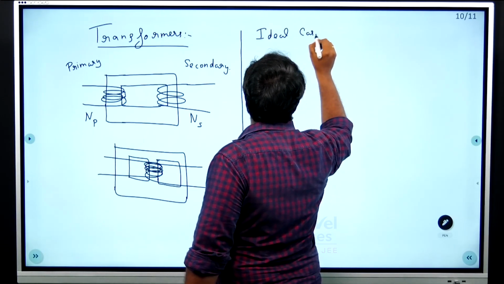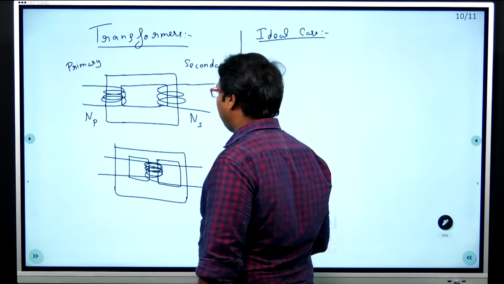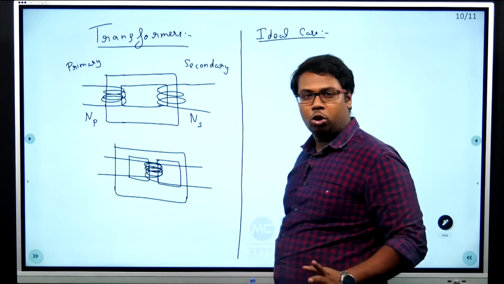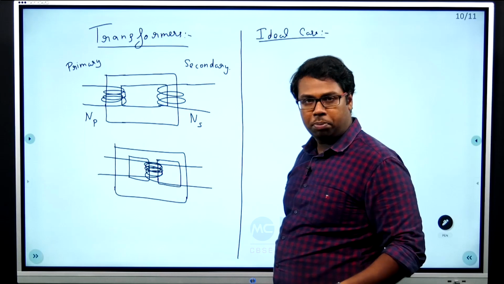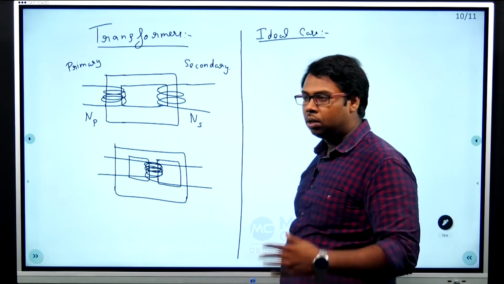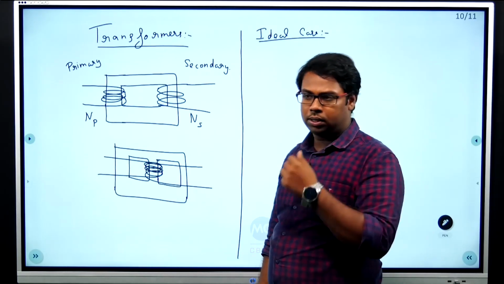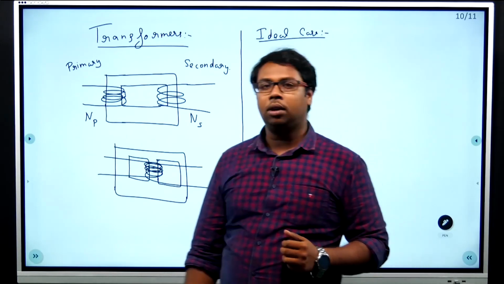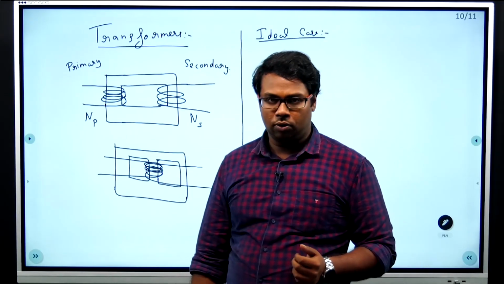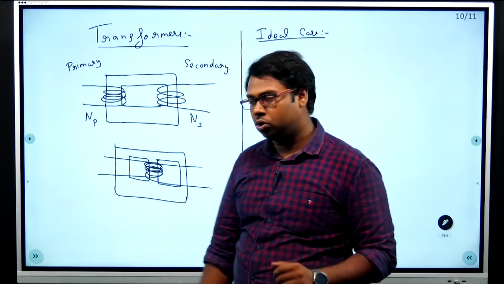Ideal case. If the transformer is ideal, the power loss is going to be the same. The power dissipation on both sides is going to be the same. The efficiency is 100%, but practically talking, you cannot produce an efficiency of 100%, it will just be 95%.